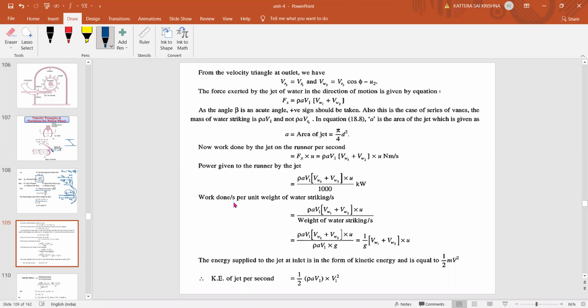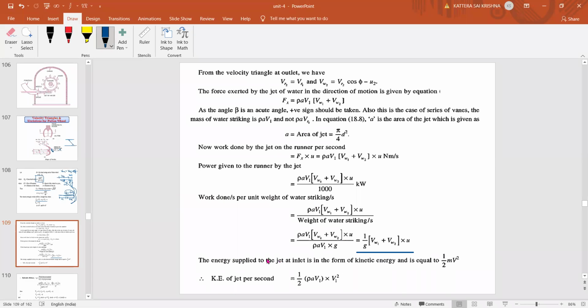So lastly, if you see the work done per unit weight, you'll get this one: rho a V1 into VW1 plus VW2 into U, by the weight of water, that is M into G, right? So this formula also we have seen already, same thing. In place of the curved vane, we have seen it, right?